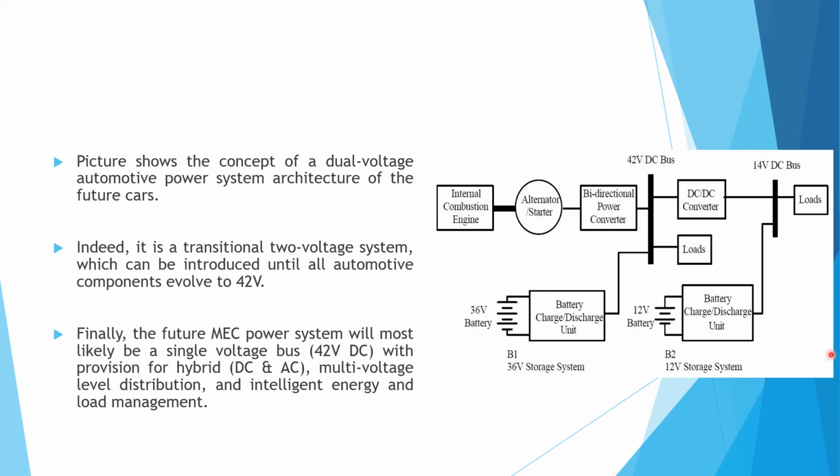As we can see, there are two batteries. The first one is battery one, this is battery two. Battery one is the 36 volt battery and battery two is the 12 volt battery. The 36 volt battery is connected with this 42 volt DC bus, and this DC bus is connected with the load, DC to DC converter, bi-directional power converter, alternator starter, and the IC engine. And on the other side, battery two, that is a 12 volt battery storage system, is connected with the 14 volt DC bus, connected with the loads and the DC to DC converter.